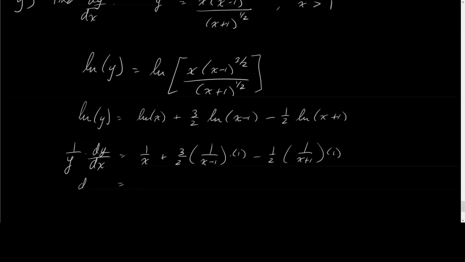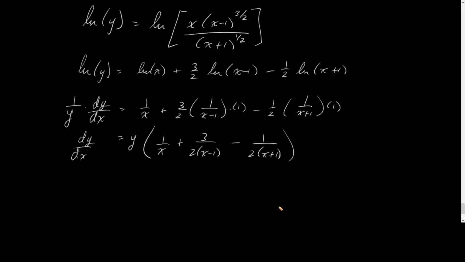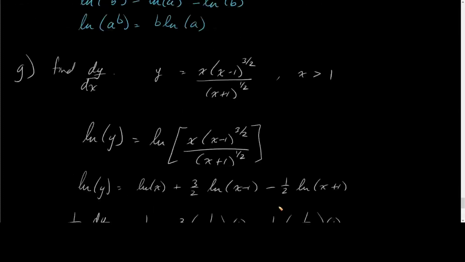Well, that's going to tell me that dy/dx is going to be y times all of that, right? I'm bringing this 1 over y to this side by multiplying everything by y. And what is that? It's 1 over x plus 3 over 2 times x minus 1 minus 1 over 2 times x plus 1. And lastly, well, we know what y was, right? At the very beginning, we knew we had this definition for y.